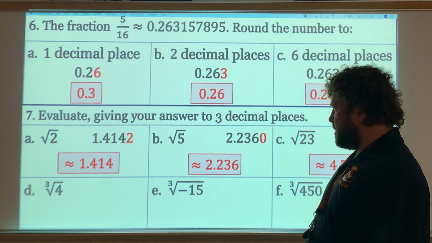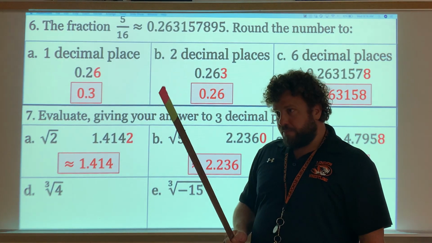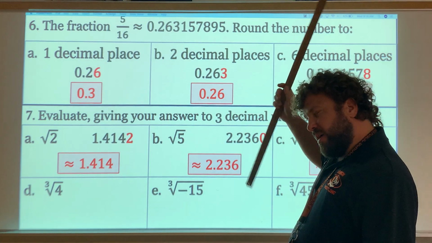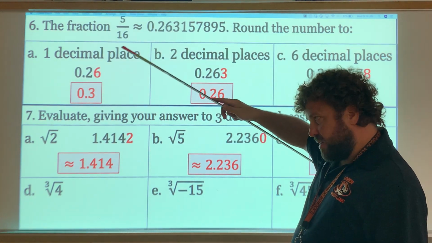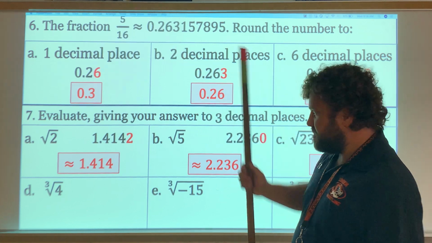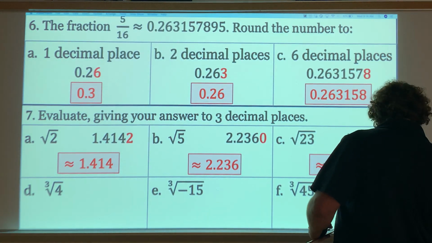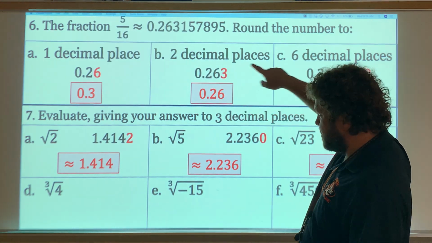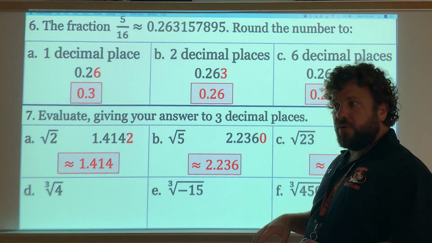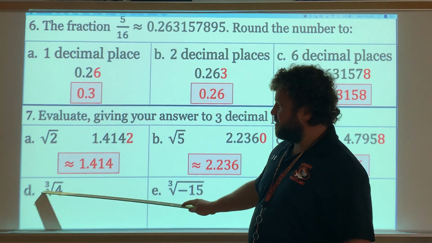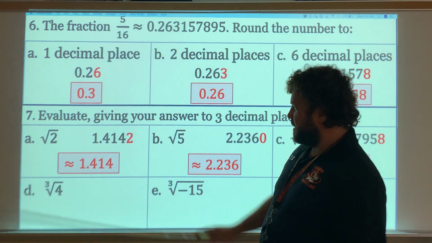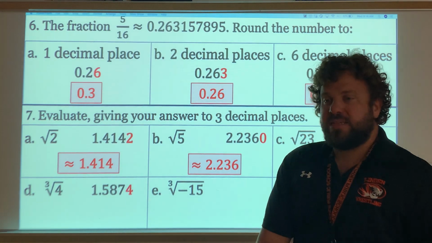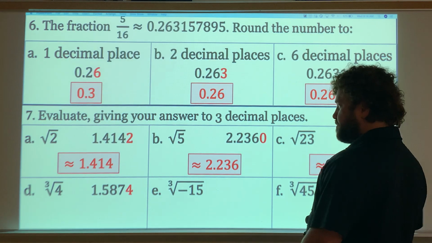Cubed root of 4, not square root, so you're going to type in a 3. I believe it's the second button, the symbol with a little X, and then the square root symbol, and then you type in your 4. The X would be wherever that 3 is in the symbol. So you type that in, you should get 1.5874 as an answer.